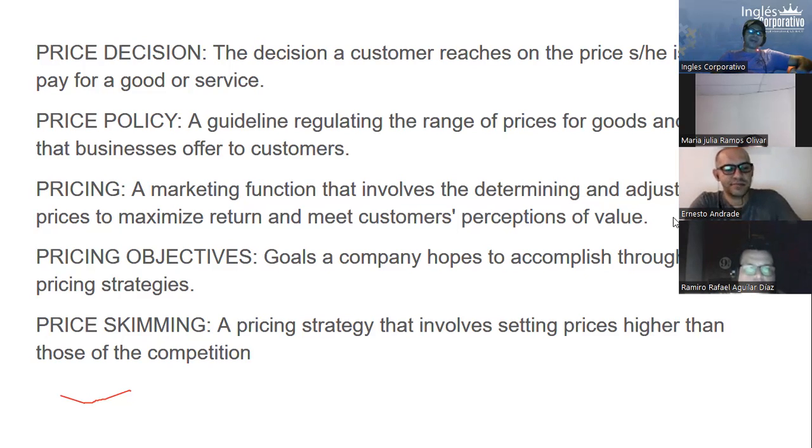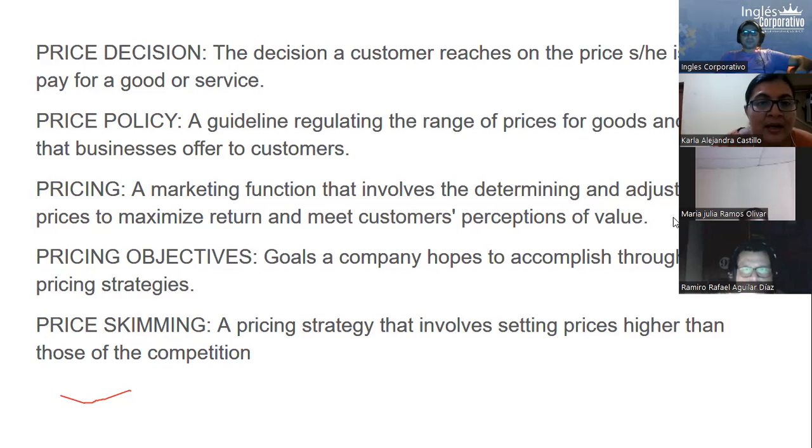Okay, who wants to read price policy? Anybody? Me? Okay, go ahead. Price policy: a guideline regulating the range of prices for goods and services that businesses offer to customers. Very good. Again, this might be because of the government, or sometimes the companies agree that they are going to have a certain range of prices, right? So that happens sometimes.